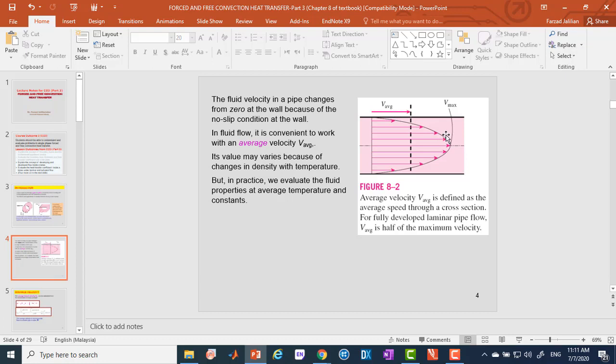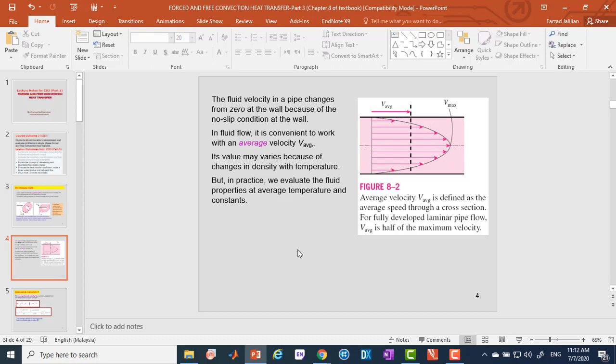This V average is usually defined by the Vmax, and it is usually half of the Vmax, which is for fully developed laminar pipe flow. We will see what fully developed laminar pipe flow is. So V average for a fully developed laminar pipe flow is half of the Vmax. And we will also see we have a similar thing to calculate the average temperature for the flow or fluid inside the pipe.